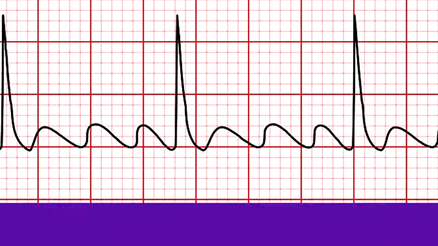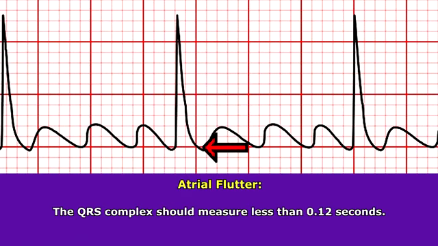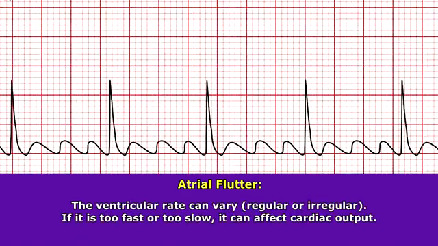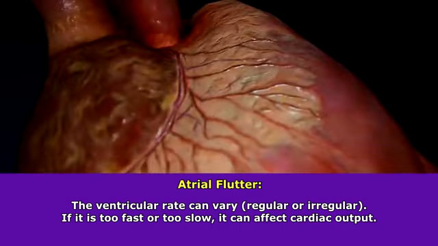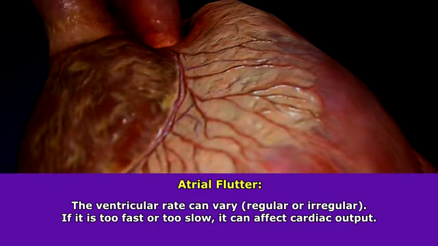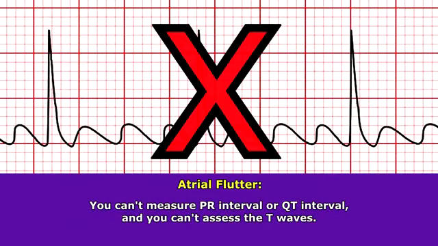Now, when you look at the QRS complex, it should measure less than 0.12 seconds, and our QRS complex tells us about the ventricular rate, which can vary. It can be regular or irregular, but we don't want it to be too fast or too slow because this will affect how the heart can pump out blood, hence our cardiac output. And in this rhythm, you cannot measure the PR interval or the QT interval or assess the T waves.